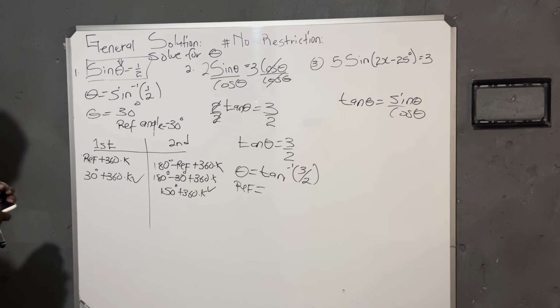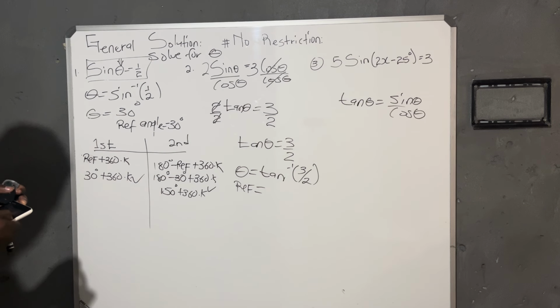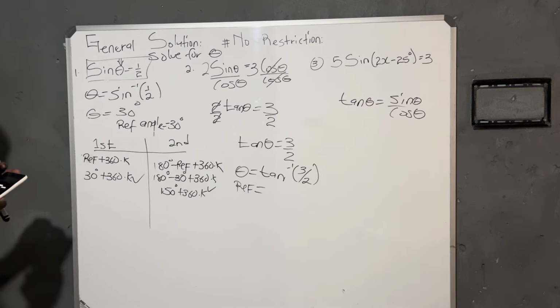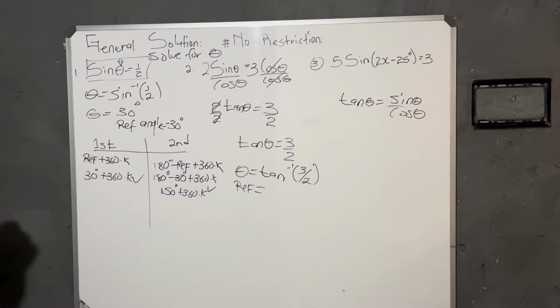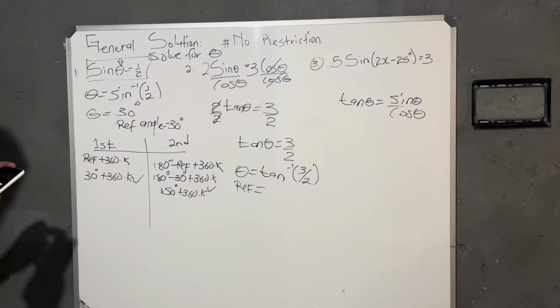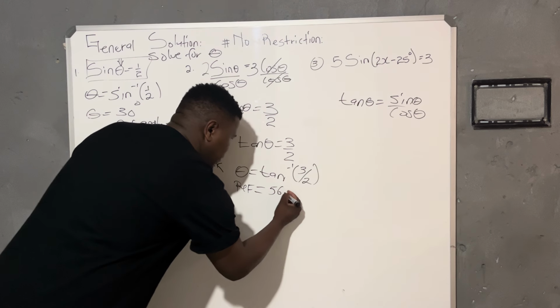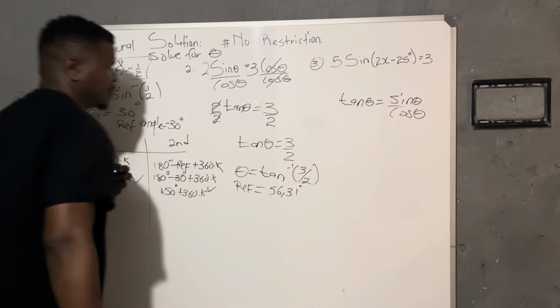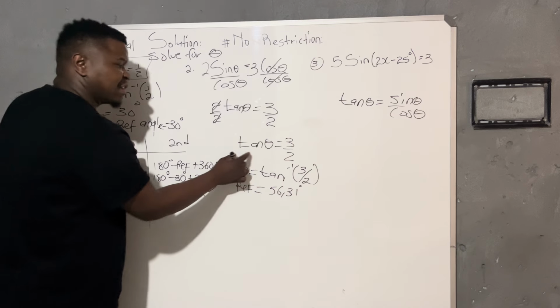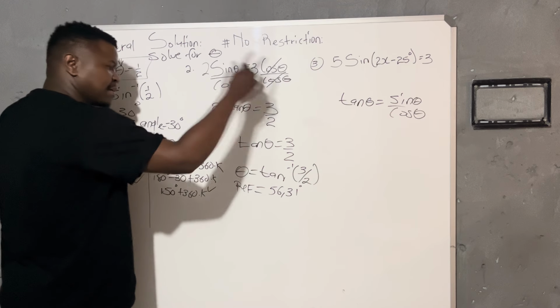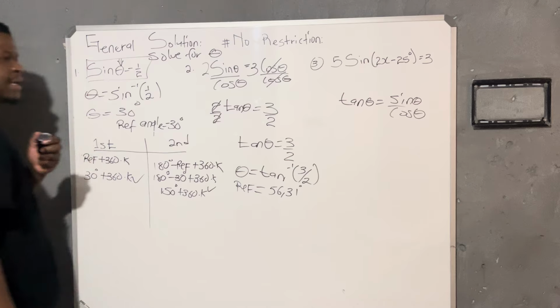Now, my calculator, when we shift tan, by the way, what is 3 divided by 2? We know it is 1.5. So when we shift tan 1.5, I'm getting 56.31. It happened that just because I shifted my tan, the answer I'm going to get is automatically my reference.